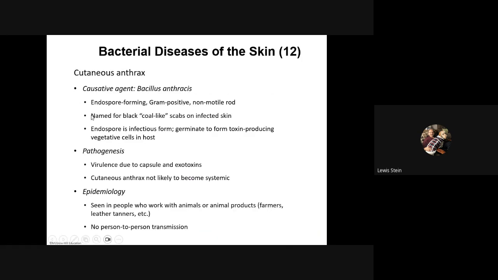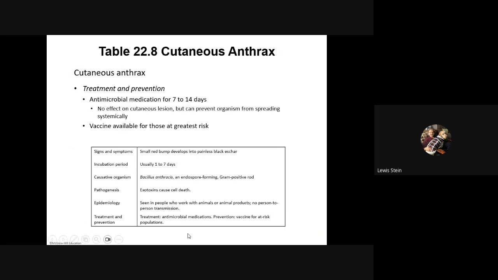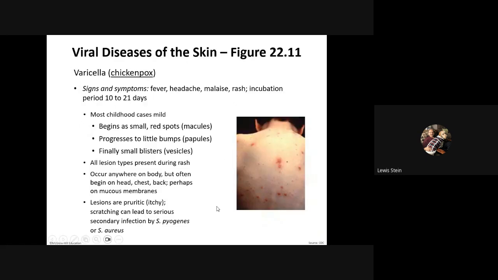Bacillus anthracis, an endospore former, black coal-like scab. That's where the name comes from, anthrax being a kind of coal. Capsule and exotoxins. Okay, not likely if it's cutaneous. Again, this is people who work around animals and hides. Those are the ones who have this. Again, like that wool sorter's disease, except rather than cutaneous, it's respiratory. We'll stop it here because this starts the viral unit.